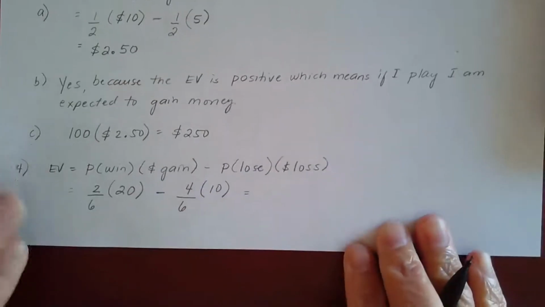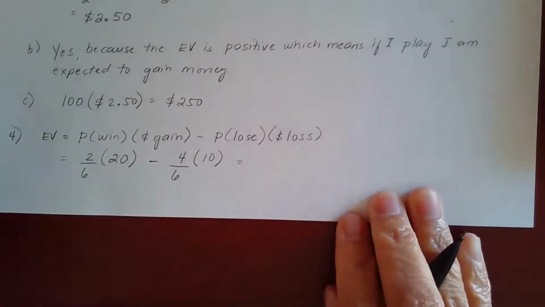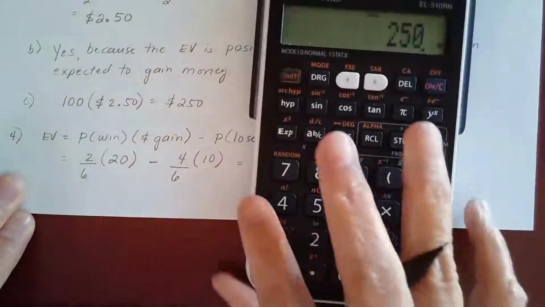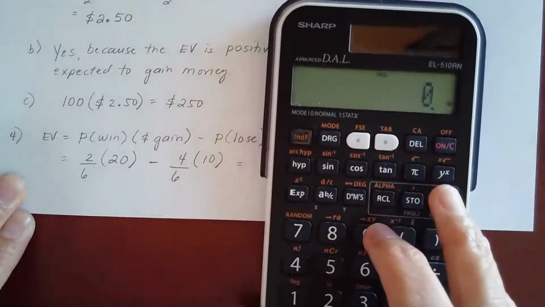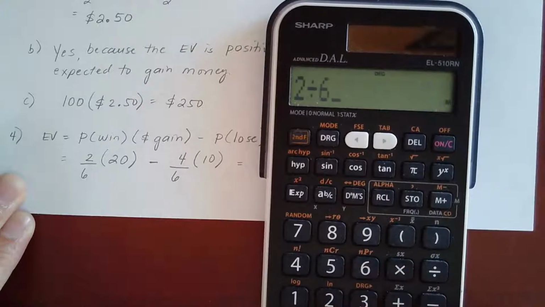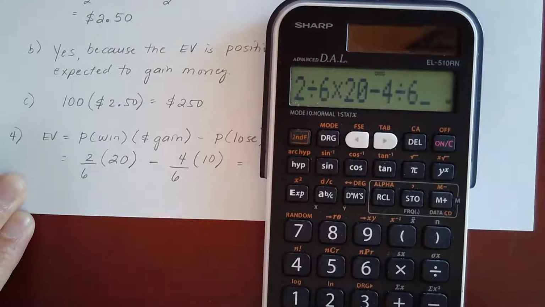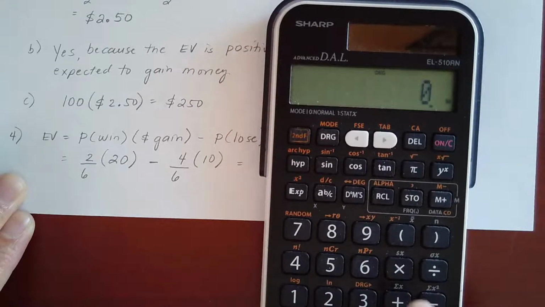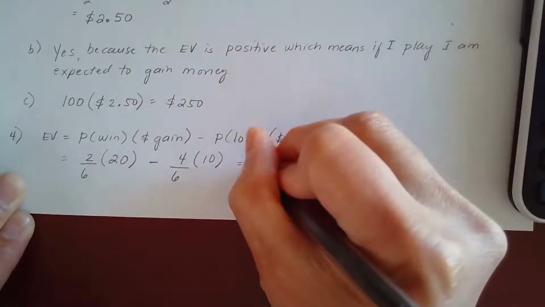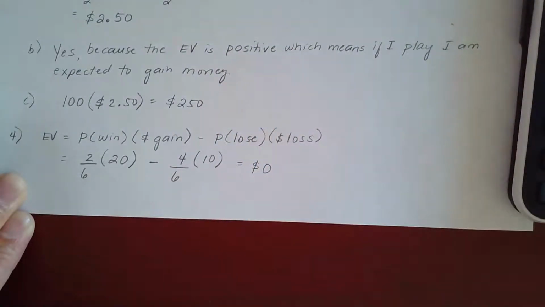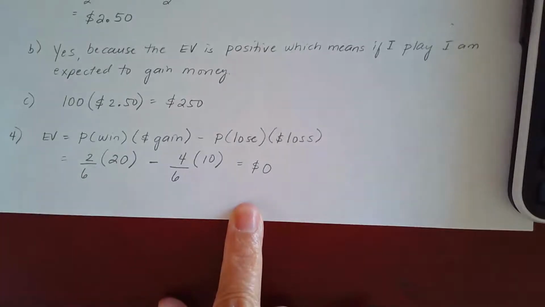So let's enter that on our calculator. You would type that in as 2 divided by 6 times 20 minus 4 divided by 6 times 10. Oh, $0. Okay. So the expected value is $0. So I'm expected to just break even. That means I'm not going to win and I'm not going to lose either.